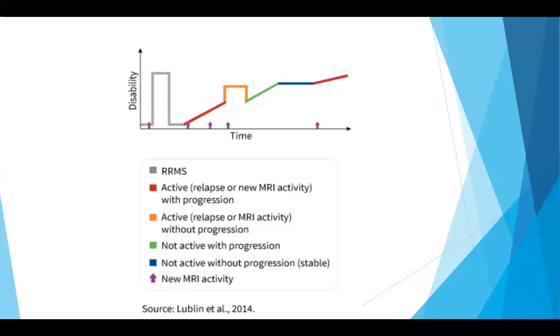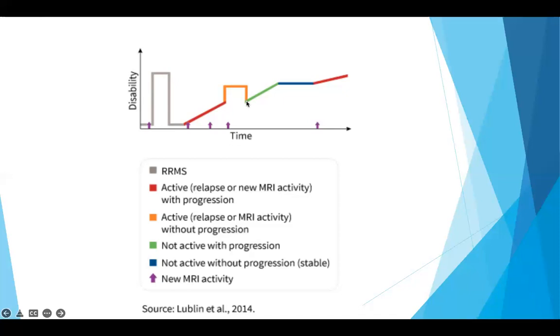Another characteristic pattern of the disease is when they have active disease without progression. What this means is that they now have a relapse, so we see a worsening in disability, but once the relapse is done and they go into a remitting phase, they go back to the baseline level of disability. However, their final level of disability is still higher than the initial baseline level. So they have progressed.